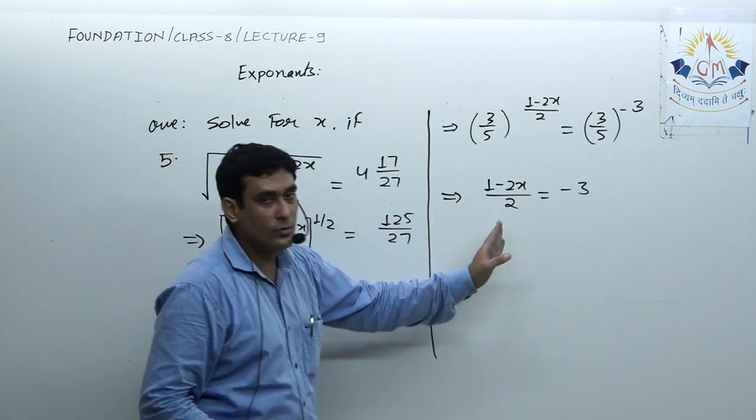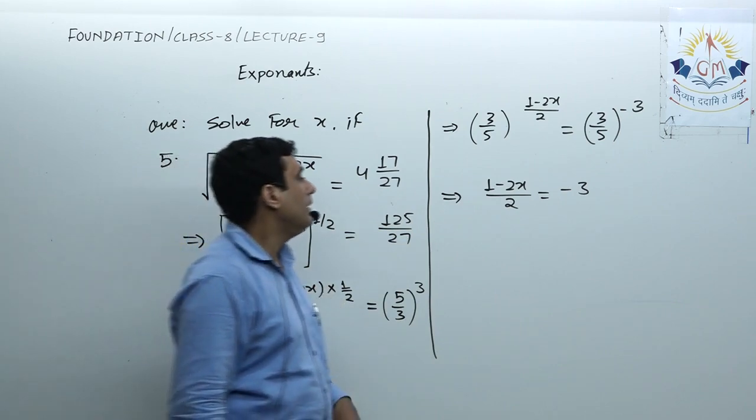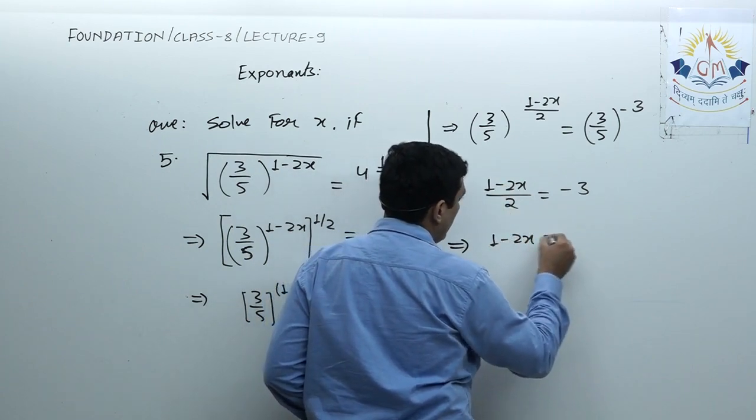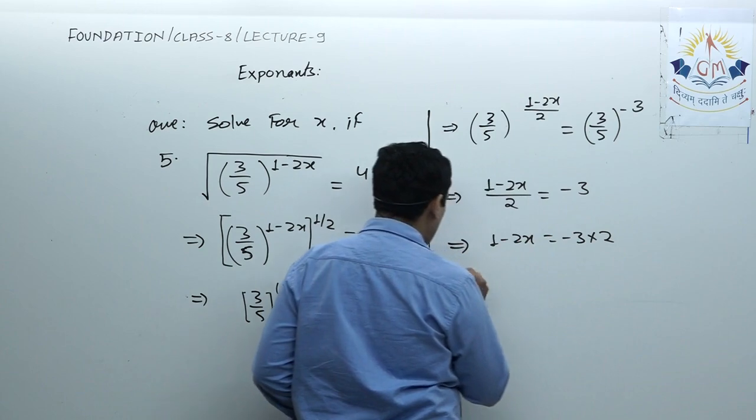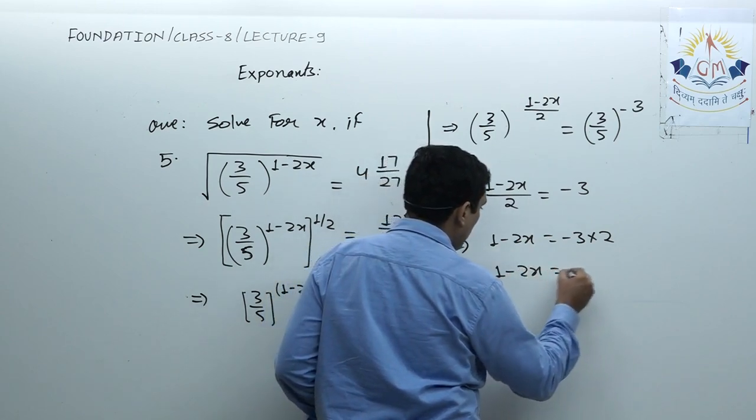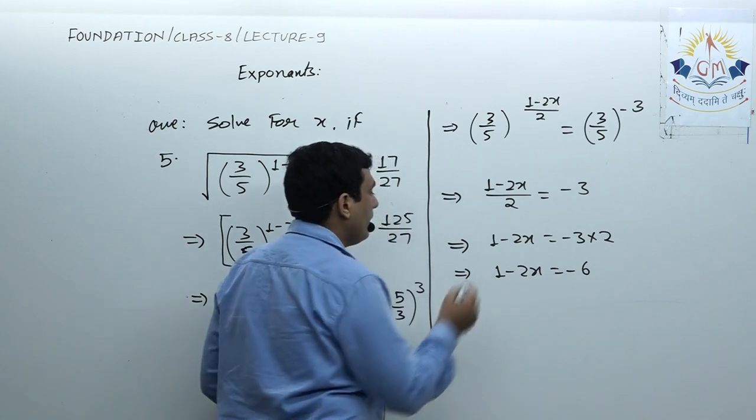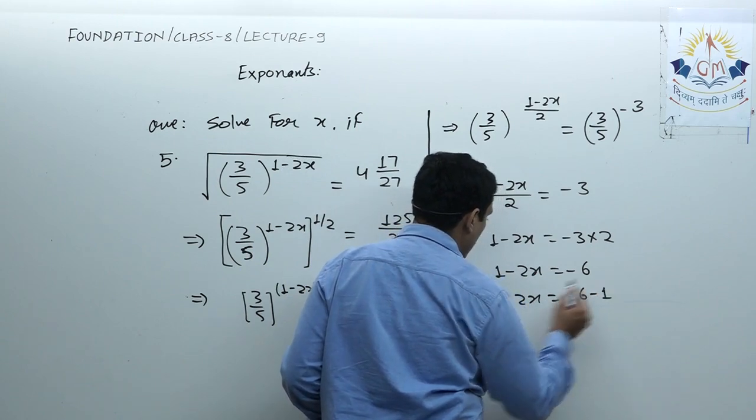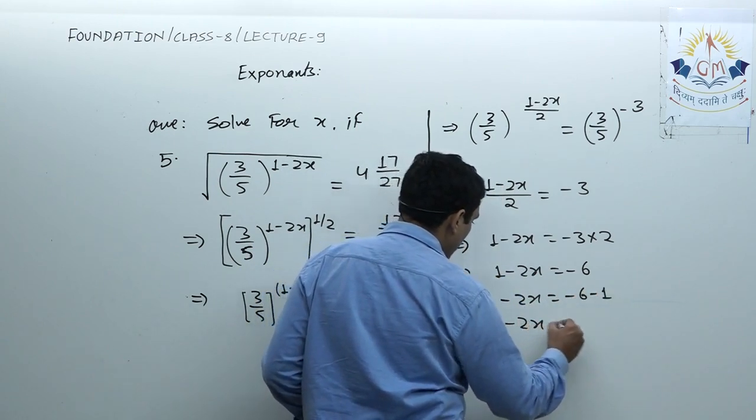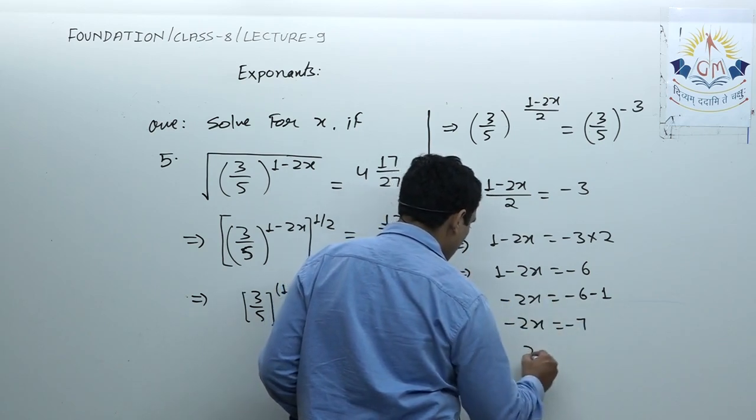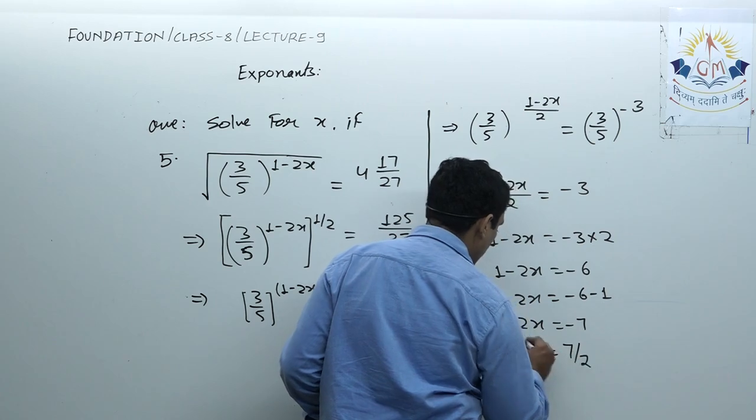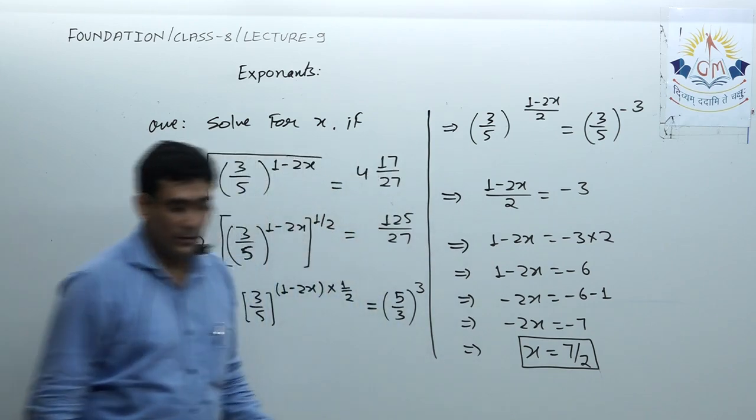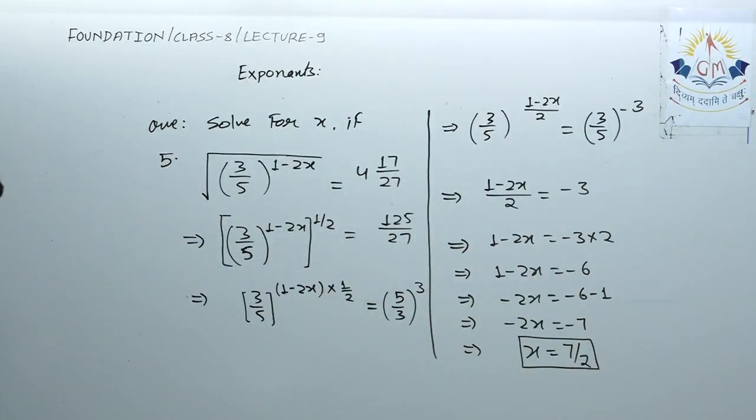Now this is a question of linear equation in one variable that we finished last chapter. So here you have to find x. So 1 - 2x is equal to -3 multiplied by 2. Therefore 1 - 2x equals -6. Now I need to get the value of x. So -2x is equal to -6 - 1, that is -2x equals -7, and hence I can say x is equal to 7/2. So this is my final answer. Please note it down, then we'll see the next question.